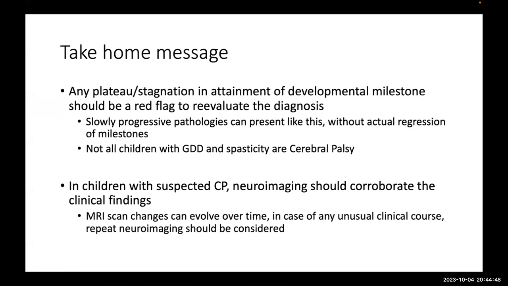So the main take-home message from this case is that any plateau or stagnation in attainment of the developmental milestones should be a red flag to reevaluate the diagnosis. Slowly progressive pathologies can present like this without actual regression of the milestones. Not all children with GDD and spasticity are cerebral palsies. In children with suspected cerebral palsy, neuroimaging should corroborate with the clinical findings. The MRI scan changes can evolve over time. In case of an unusual clinical course, repeat neuroimaging should be considered.